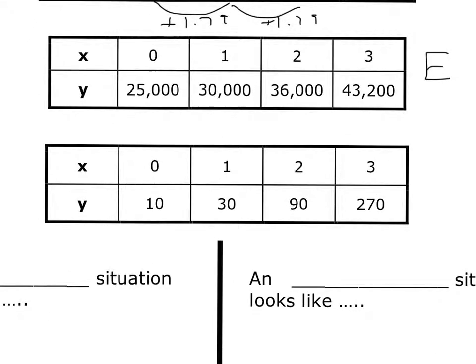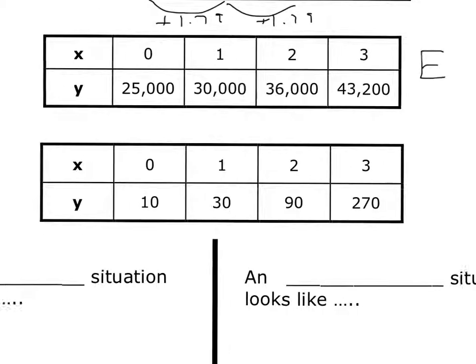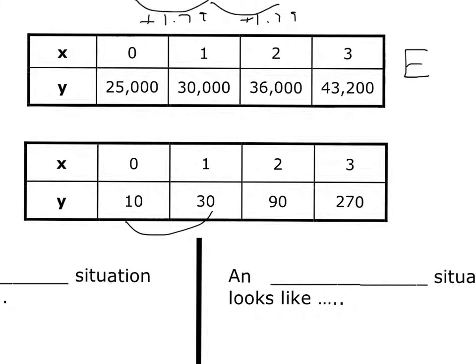And your last one, it goes up by 1 every time for your x, and it multiplies by 3 every time for your y. If you look, 10 times 3 is 30, 30 times 3 is 90, 90 times 3 is 270. So since it's multiplying by 3 every time, that's going to be an exponential table.